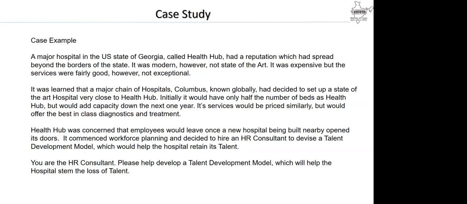Now, when it is confronted with such competition, which is coming from a global chain in the neighborhood, they really have to look up in terms of the technology they are using, in terms of their service levels, and in terms of retaining their employees who are likely to be poached. So the word development in talent development, learning and development really comes from not just developing them in the here and now, but developing them across a span of time.